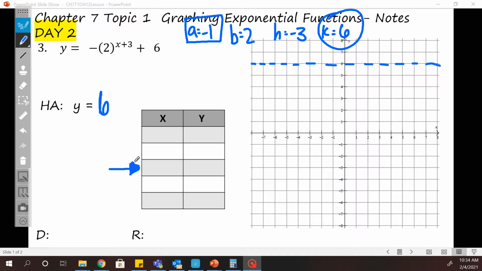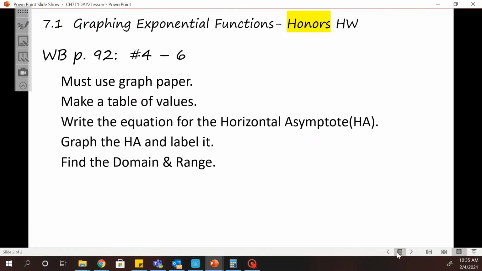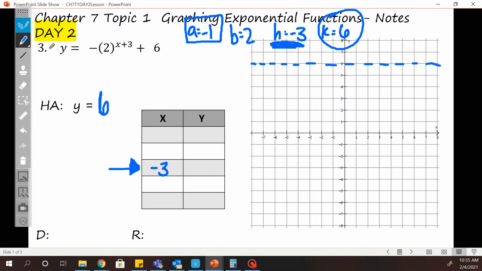We're going to start in the middle of the table. Now, the middle of our table is actually going to be the h value. In the previous examples, the h value was 0, and this one it's -3, so -3 is our h value. But we can also find that just by setting the exponent equal to 0. X plus 3 equals 0. Subtract 3. X equals -3. So the middle of our table is -3.